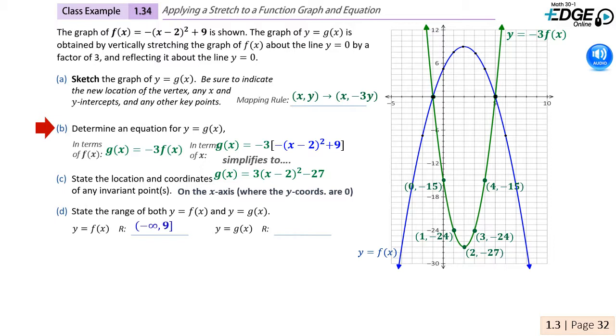A parabola will always have either a maximum value or a minimum value, and will then extend to either positive or negative infinity. So in our original graph, we went from negative infinity up to positive 9. As we can see in our green graph, we now have a minimum height of negative 27 going up to a maximum of infinity, which we never reach, hence the rounded brackets.